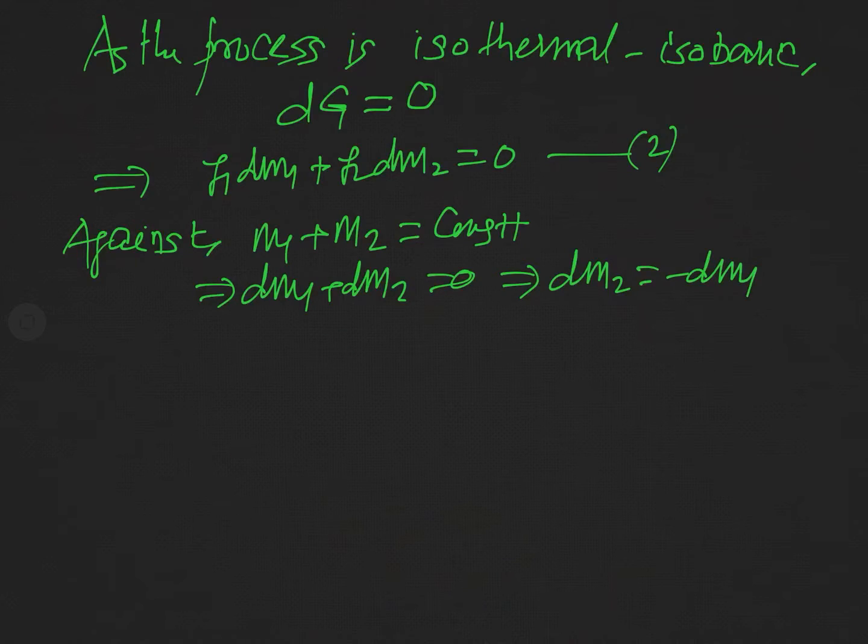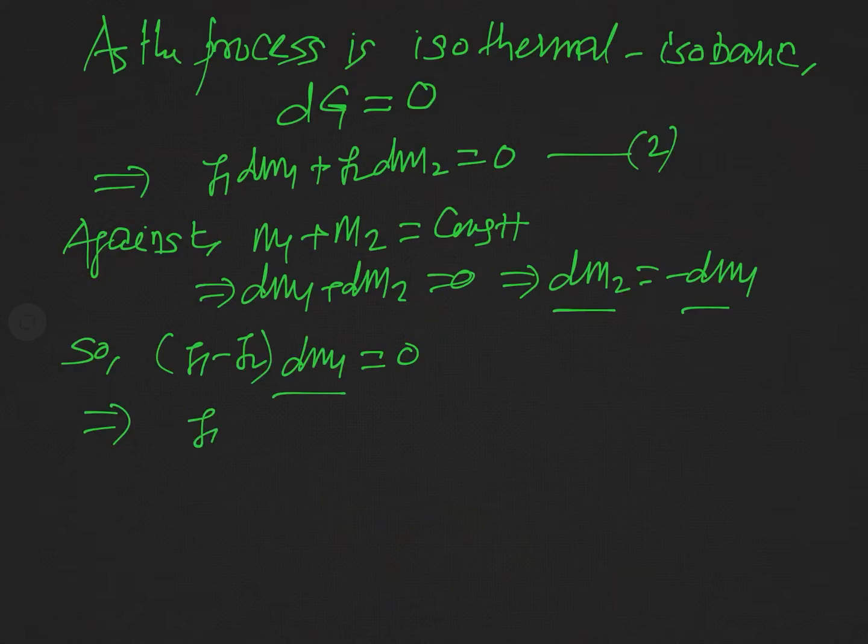dm2 is equal to minus dm1. So if we substitute minus dm1 instead of dm2 in equation 2, then what will be our result? Our result will be G1 minus G2 times dm1, and this is equal to 0. As dm1 is not 0, G1 minus G2 is 0, and this implies G1 is equal to G2.